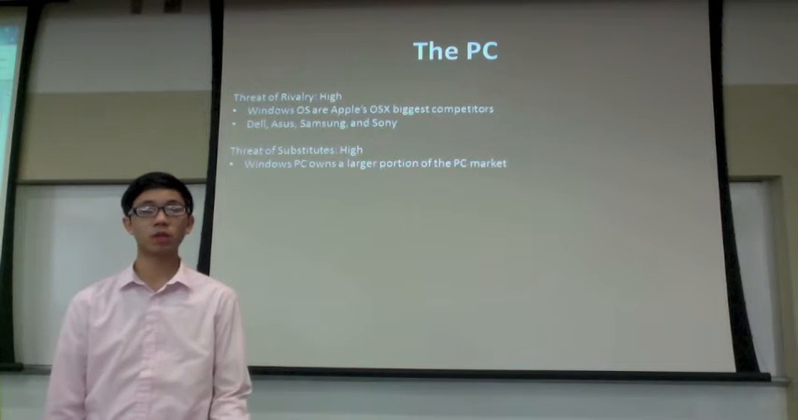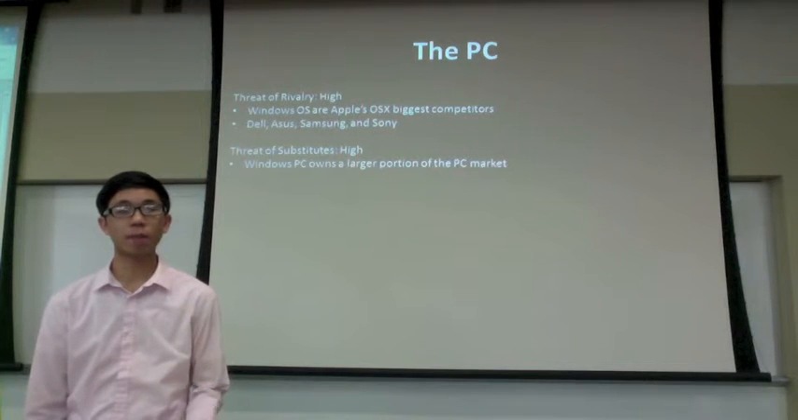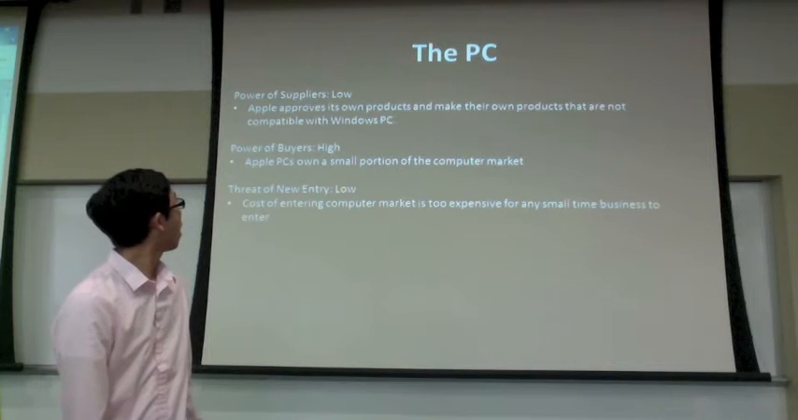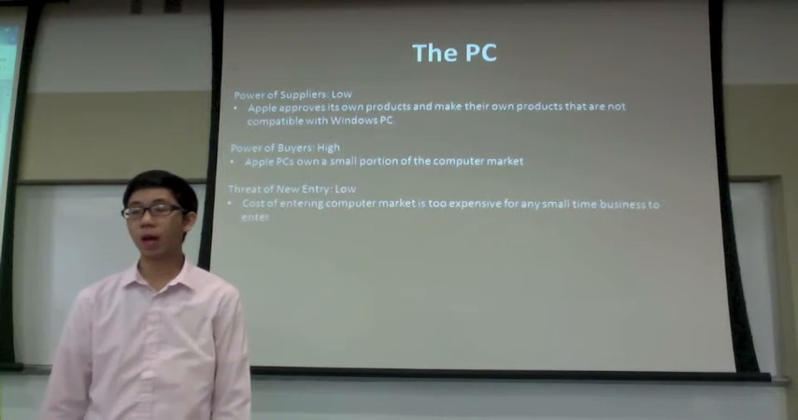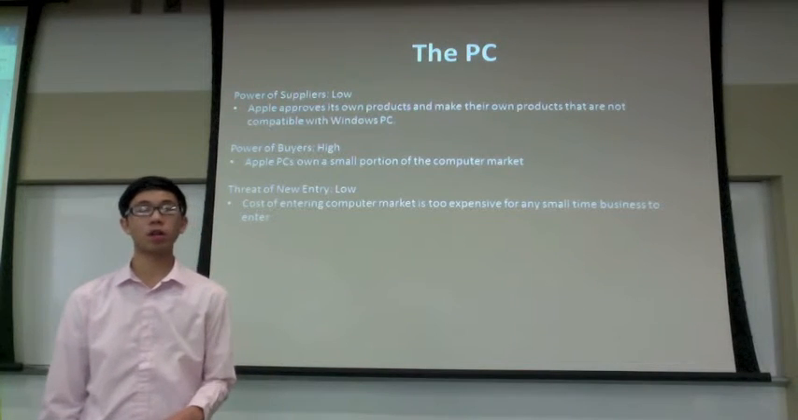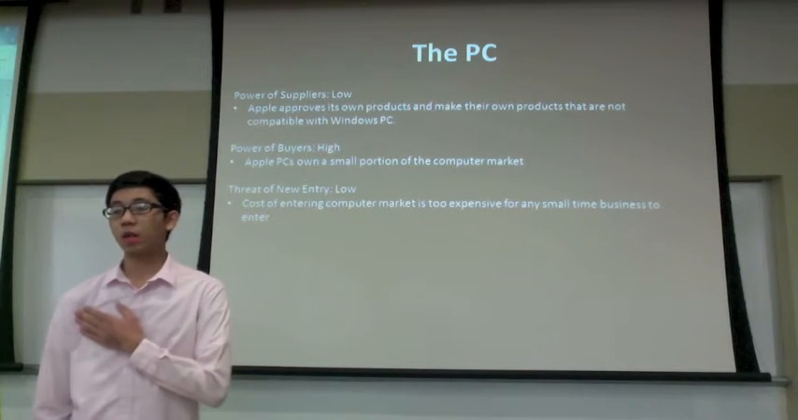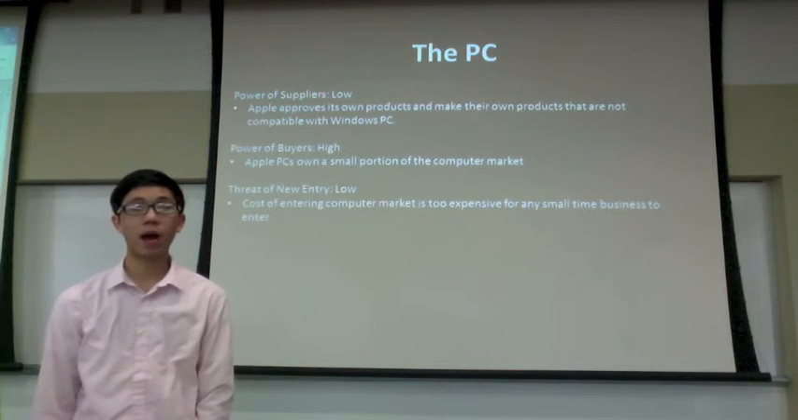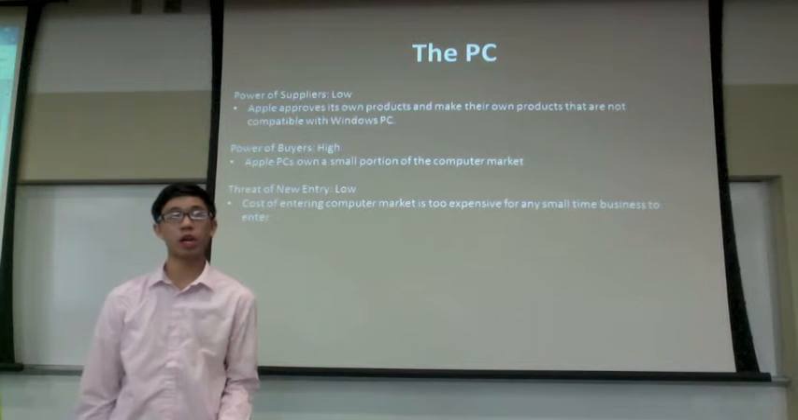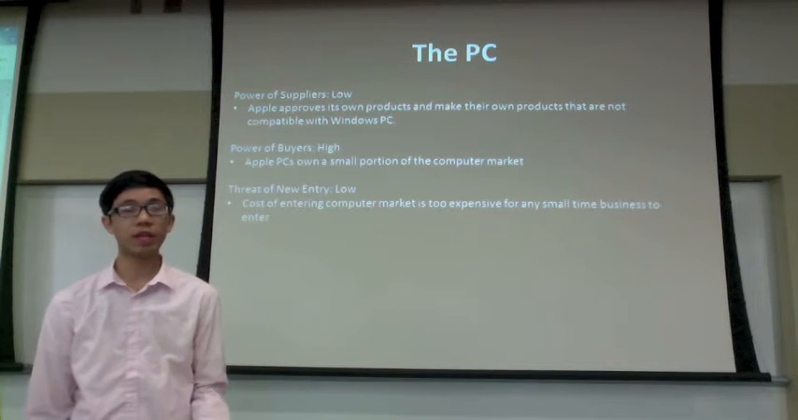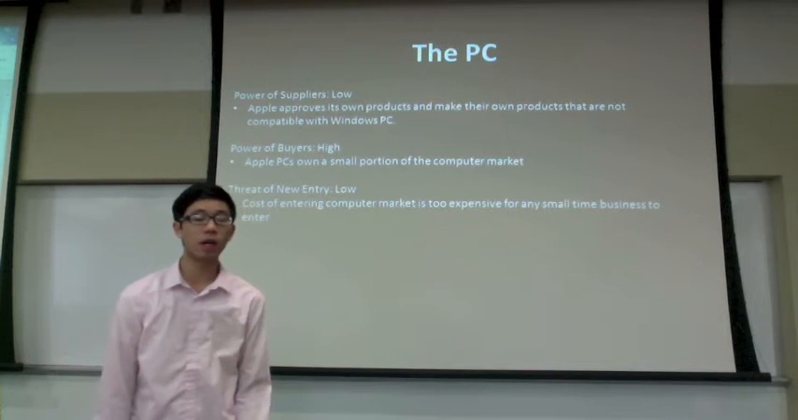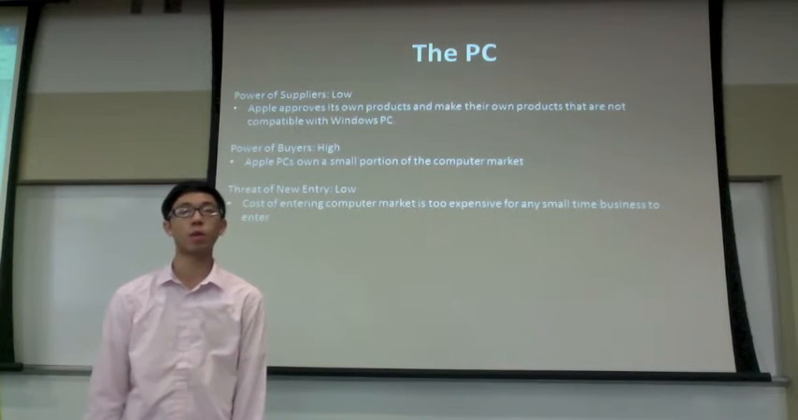The iMac does not have a sustainable competitiveness because the threat of rivalry and substitutes are very high. Windows operating systems has been on top since forever. And the power of the suppliers is low because they make their own processors and their products are only for their computers. The power of the buyers is high because Apple owns such a small share of the computer market that they need their buyers. And the threat of new entry is very low because it is too expensive to enter the computer market.